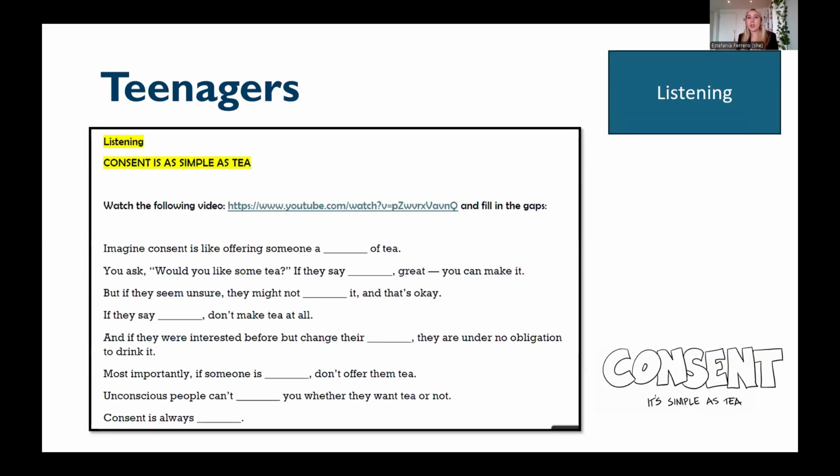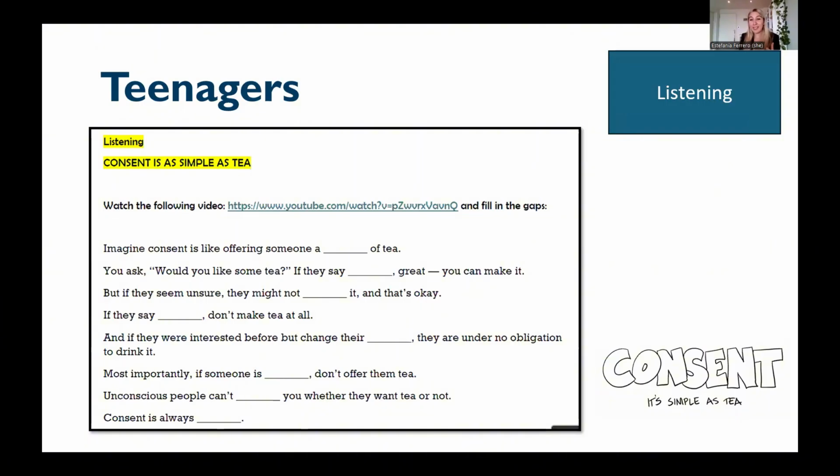Moving on with teenagers, we can do a listening activity. There is a very famous video. It's available on YouTube. That is, consent is as simple as tea, and it compares all these characteristics with consent and how you shouldn't force somebody to drink tea if they don't want to, or if they said that they wanted tea last Monday, perhaps they don't want it today. And it's quite ironic because it looks ridiculous, right? And then there's the analogy, right? Well, the same happens with consent, right?